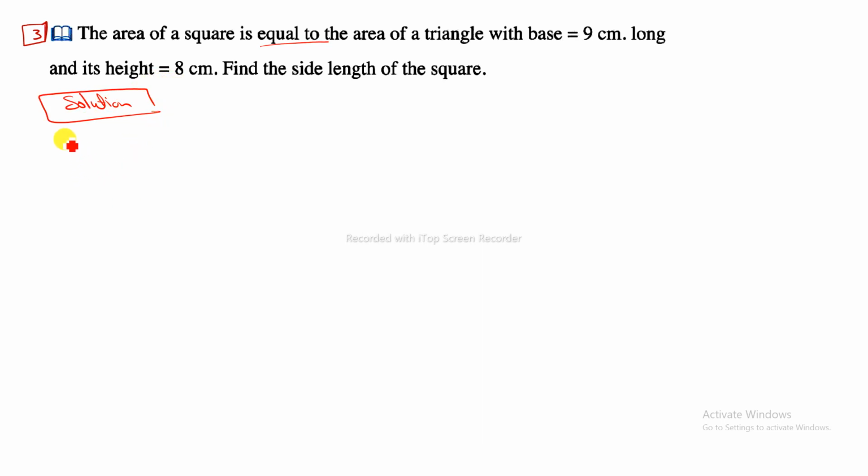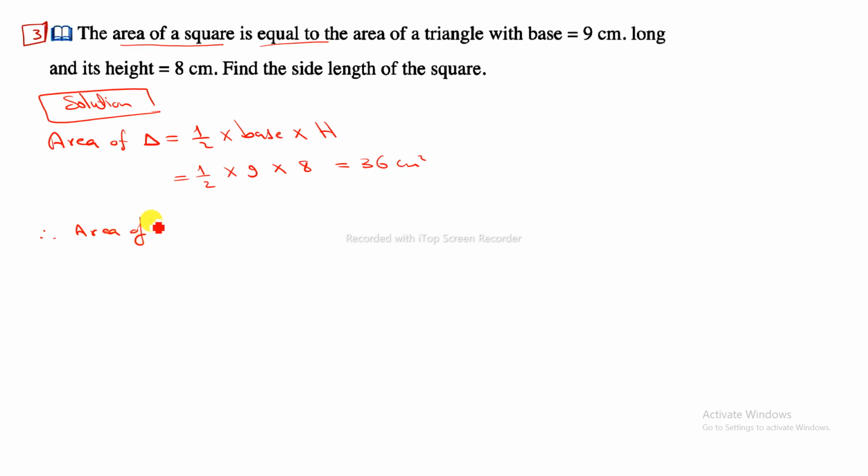Correct. The area of the triangle is equal to half times base length times the height. Here the base length is 9 and the height is 8. Half times 8 is 4, times 9 is 36 cm squared. He said that the area of the square is equal to the area of the triangle, so the area is the same number, 36.